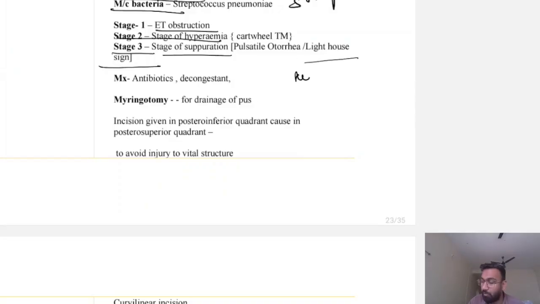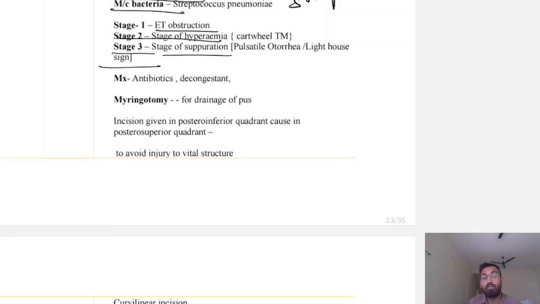Okay. So how will you manage this condition of acute otitis media? That is by giving the antibiotics and decongestant. Okay. If the infection does not resolve by the antibiotics and decongestant, you have to do myringotomy. What is myringotomy? You have to make an incision in tympanic membrane, which releases the entire fluid. That is myringotomy. That is for drainage of pus.